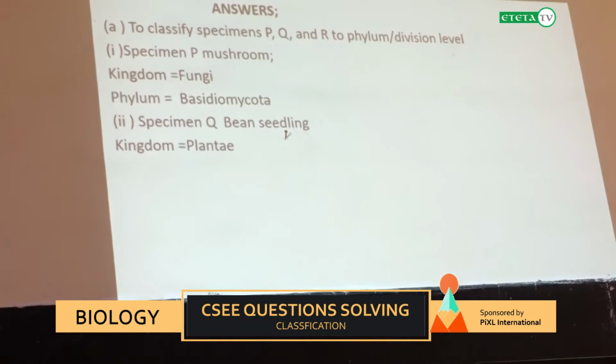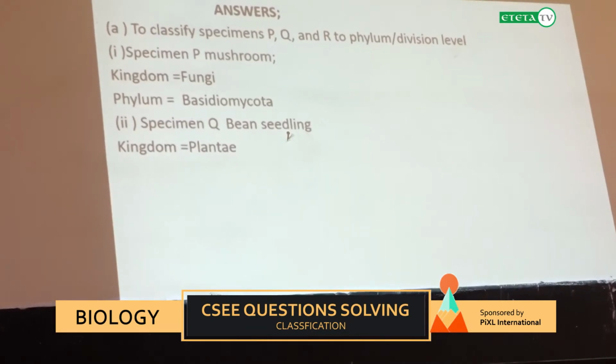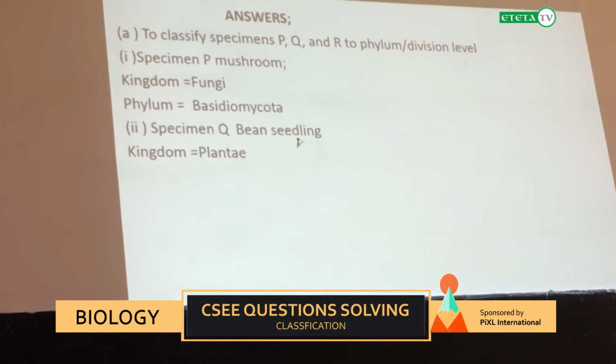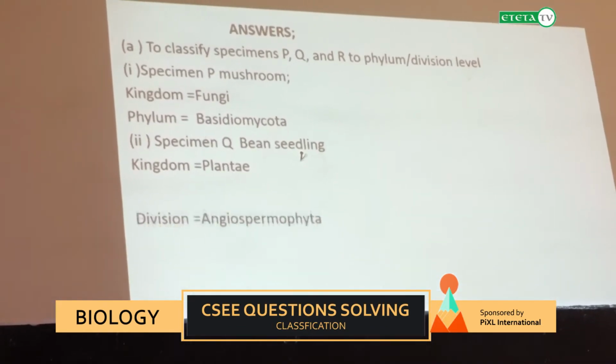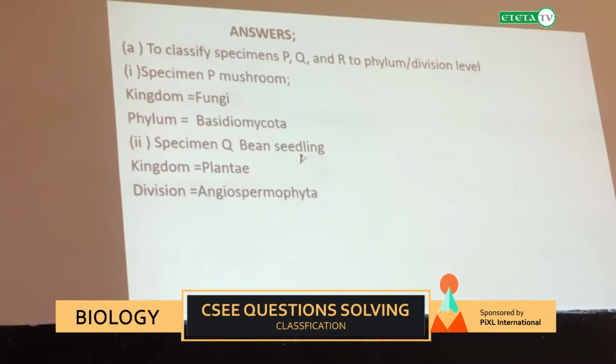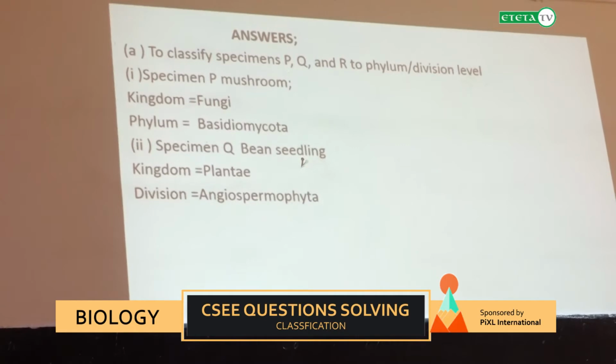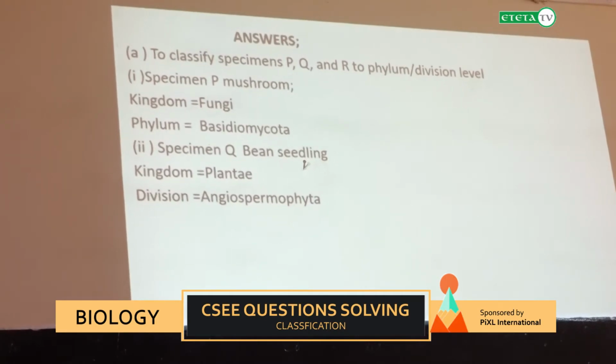The specimen Q is the bean seed. What is the kingdom of the seedling? The kingdom is the kingdom Plantae. The division of this bean seedling is the division Angiospermophyta.